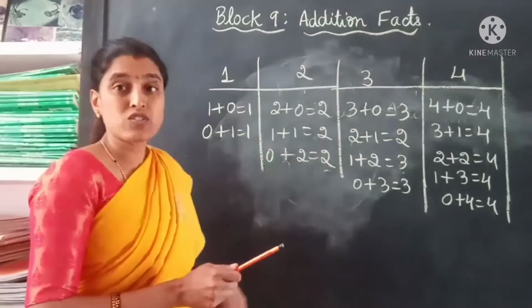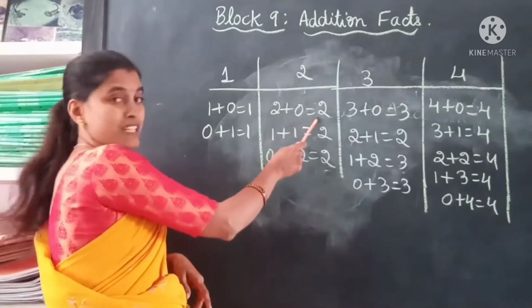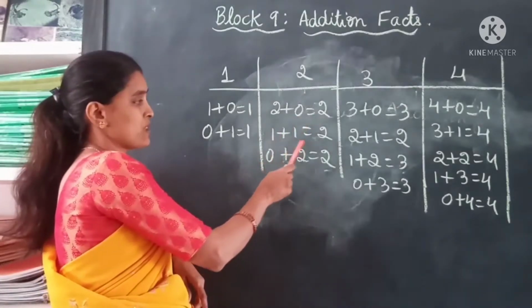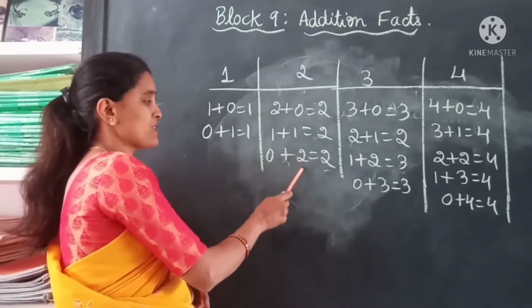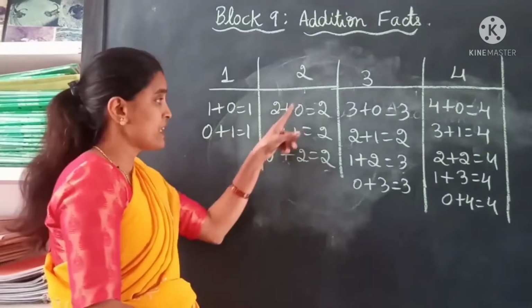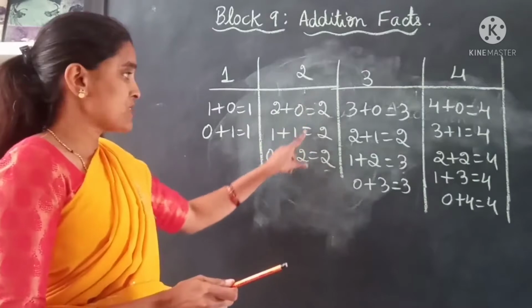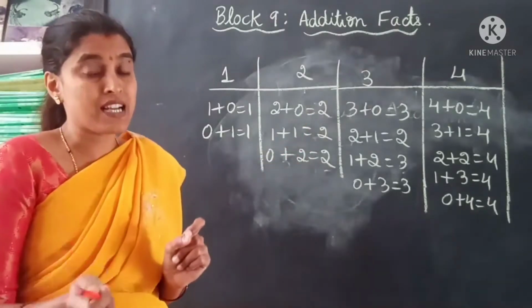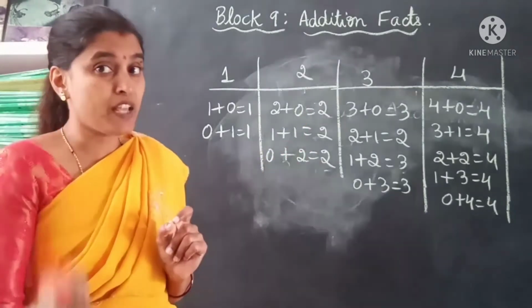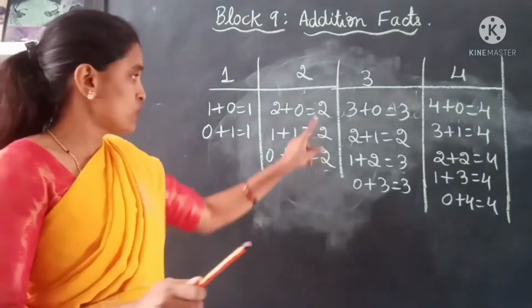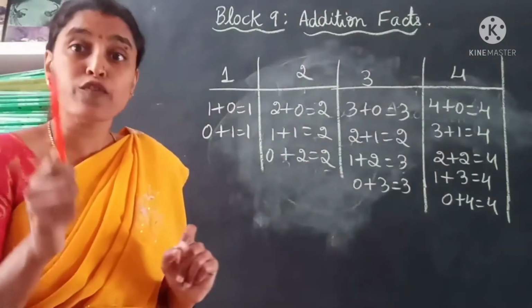Now addition facts of 2. 2 plus 0 equals 2. 1 plus 1 equals 2. And 0 plus 2 equals 2. So these three are the addition facts of 2. Here all these addition sentences are adding up to the same number, that is 2. So these three are the addition facts of 2, children.